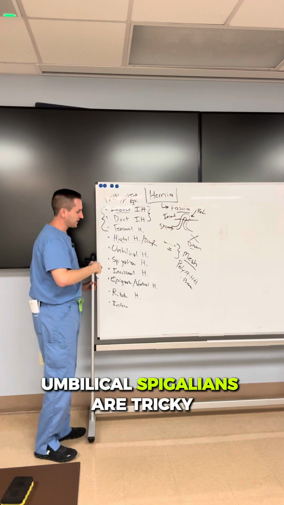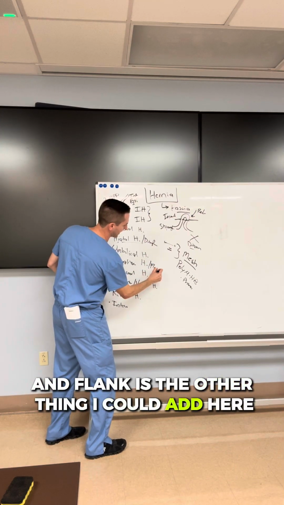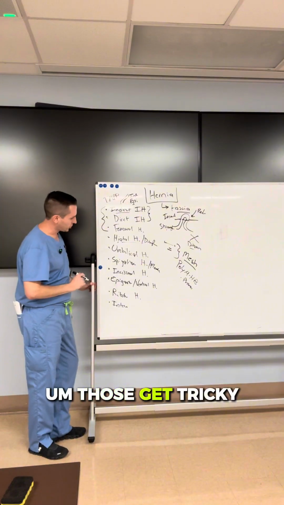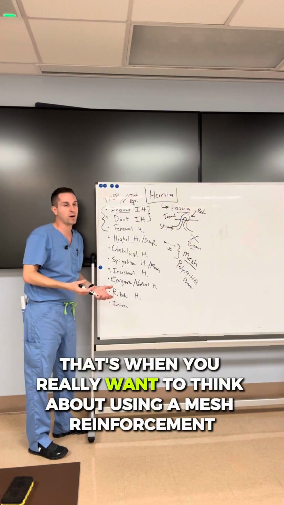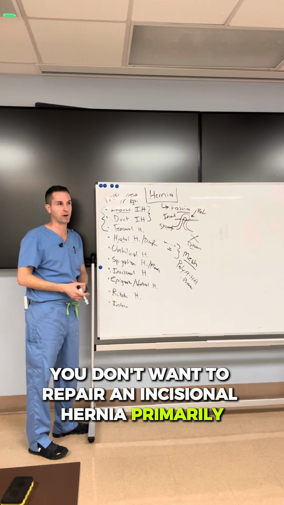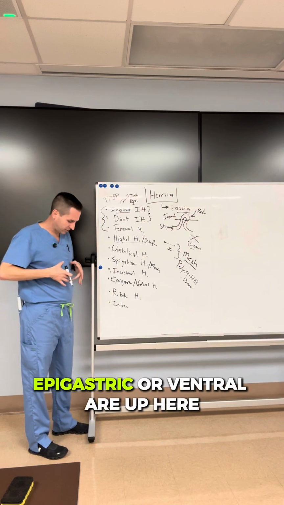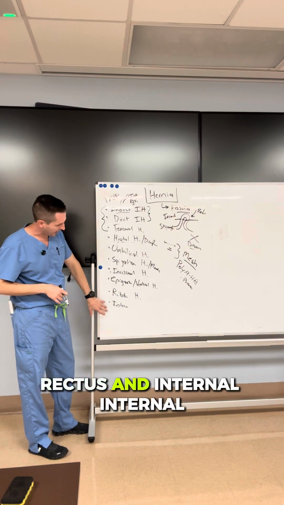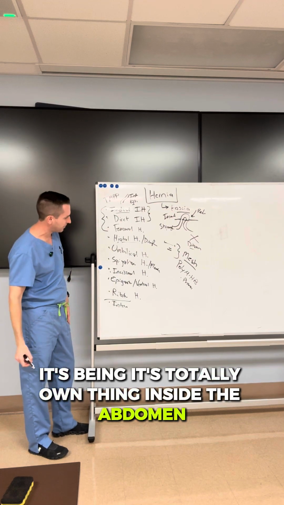Umbilical, Spigelian are tricky, and flank is the other thing I could add here. Those get tricky. Incisional is over an incision, like we just said. That's when you really want to think about using a mesh reinforcement. You don't want to repair an incisional hernia primarily. Kind of stupid, right? Because it failed the first time. Epigastric or ventral are up here, Richter's, and internal. Internal, it's being its totally own thing inside the abdomen.